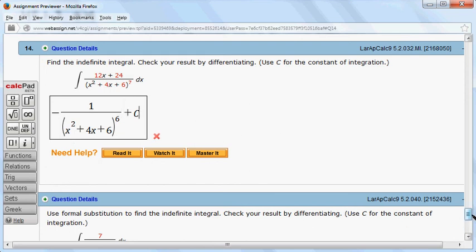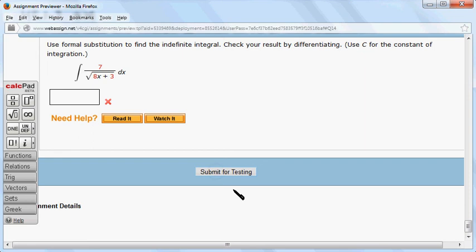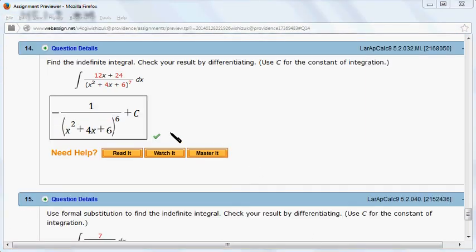All right, let's check the answer. It came back and looks like we got this one correctly. That's it. I hope that this was clear.